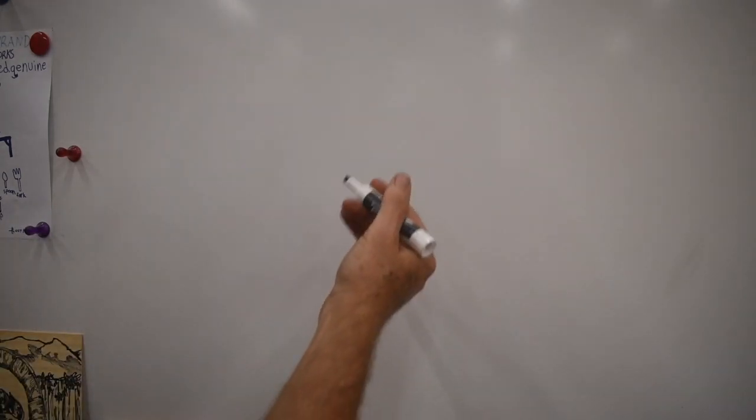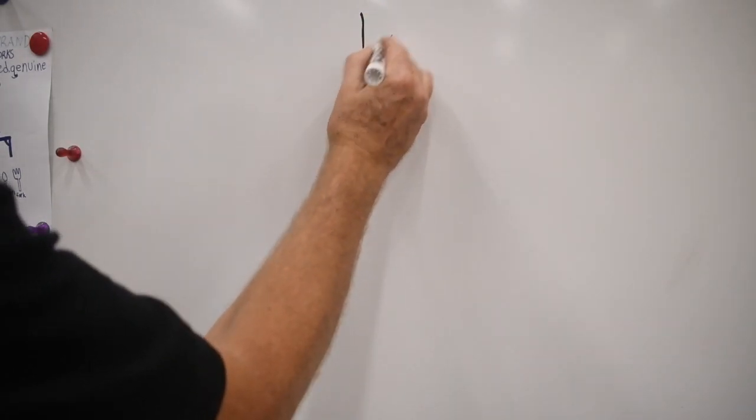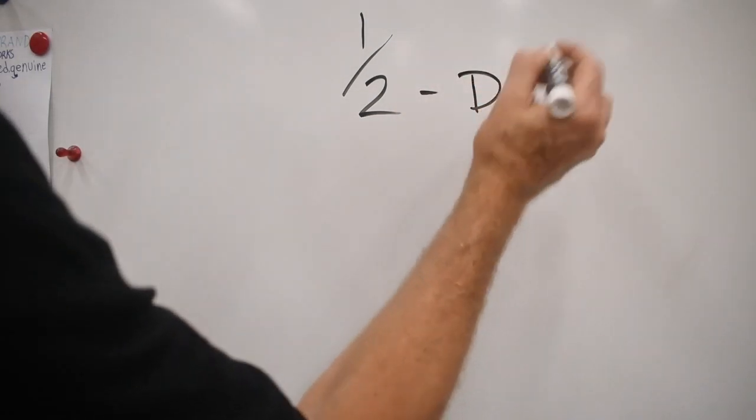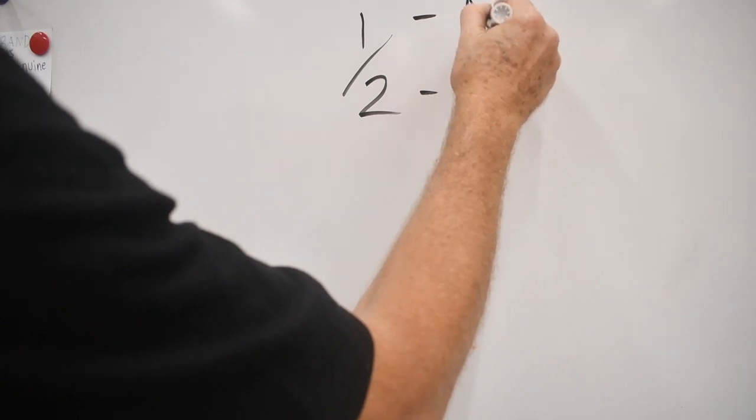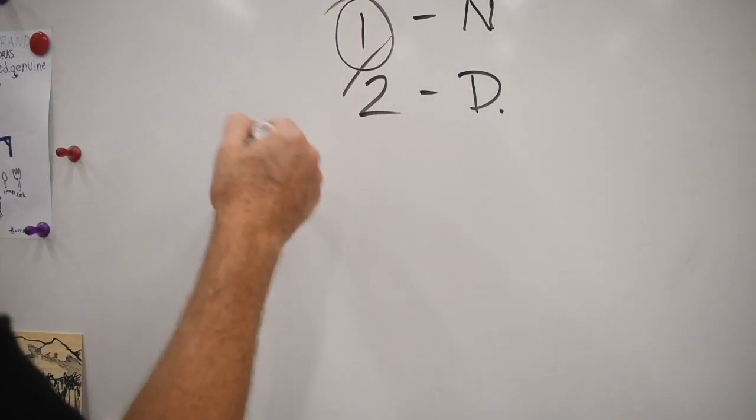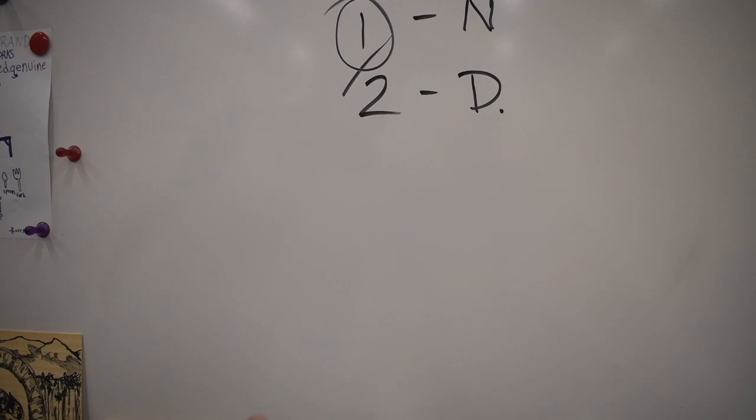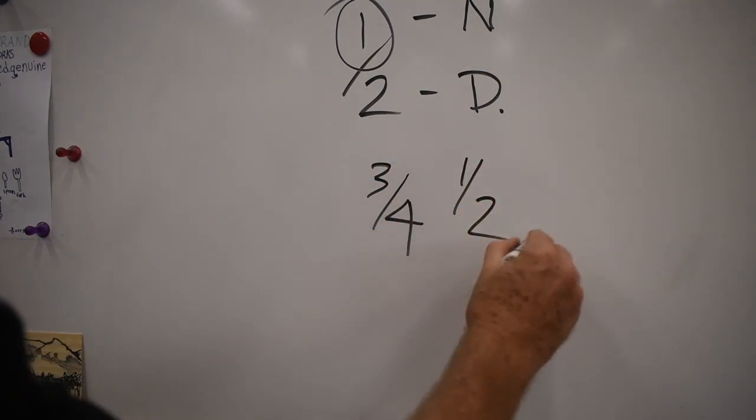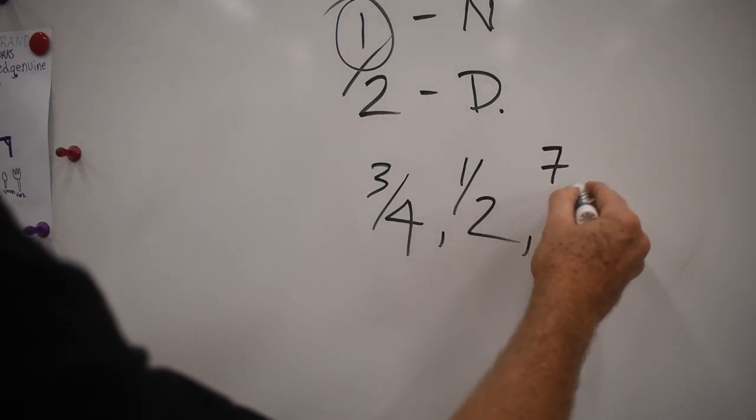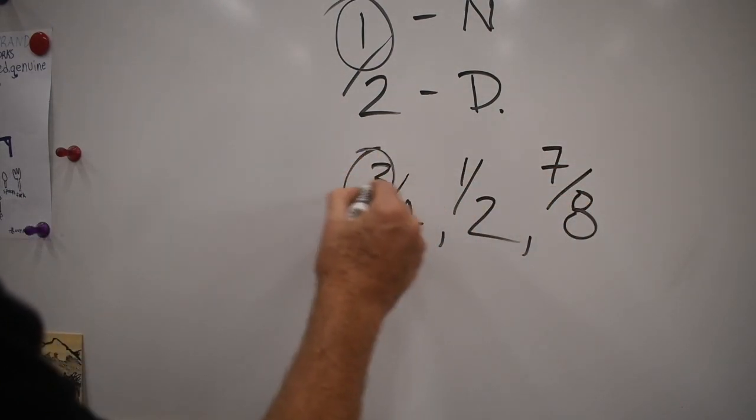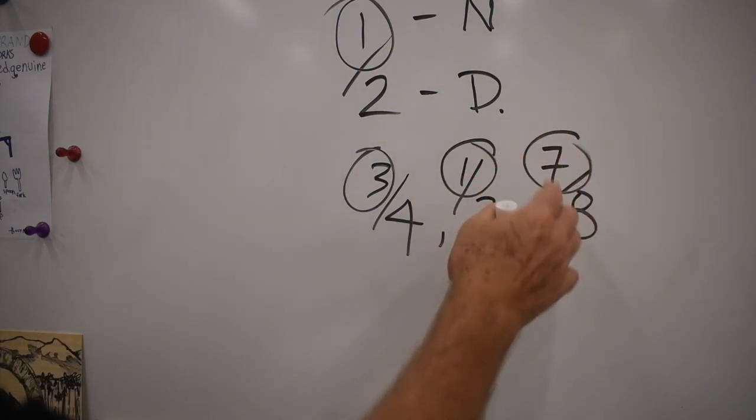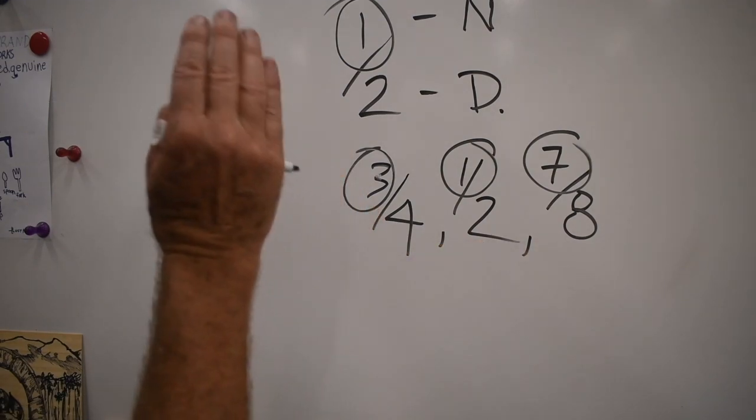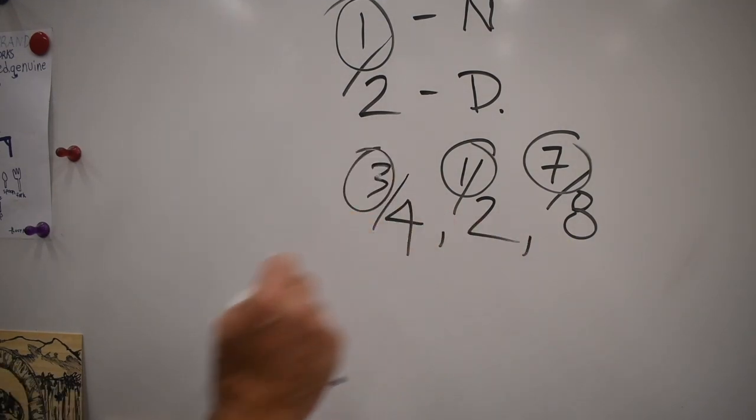One thing before we begin, it's really important to realize what is the numerator and what's the denominator. This is the denominator. The top number is the numerator. This top number will always be odd when you take a measurement, whether it's 3/4, 1/2, 7/8. The numerator is always going to be an odd number. The denominator will always be, with the fraction, always an even number.